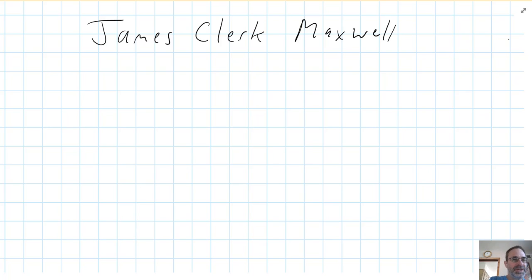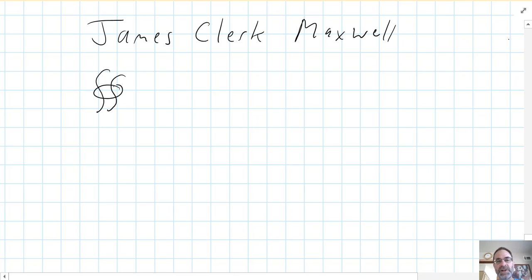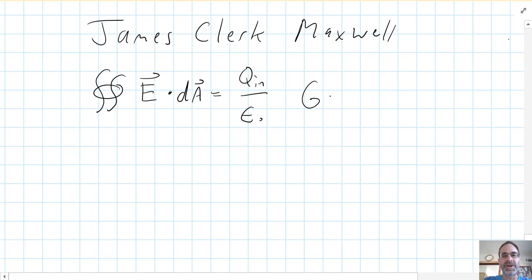The first one looks like this: the closed surface integral, over an enclosed surface, of E dot dA equals what, as a review? Q enclosed over epsilon naught. And whose law is this? Well, this is Gauss's law, Gauss's law for electric fields.